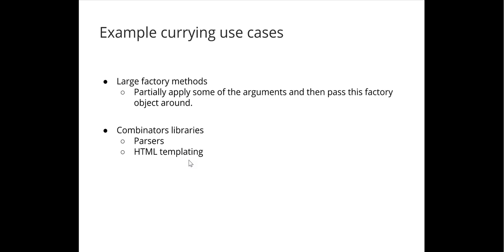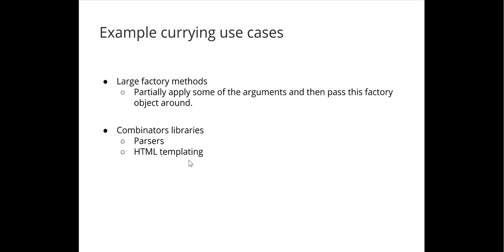Cool. So where would you want to use this kind of thing? Well, there's a few different example use cases for currying. For a start, if you've got very large arguments, you can use it a bit like the builder pattern, where you incrementally apply some of the arguments to this one method and break up the call so you can reuse it a little bit.